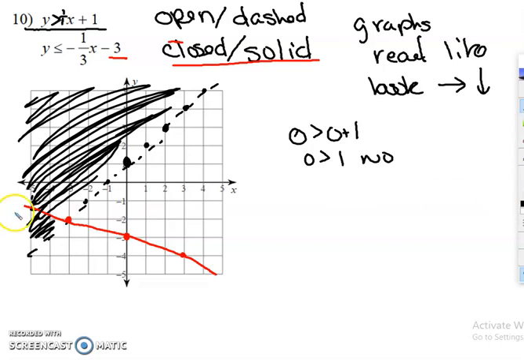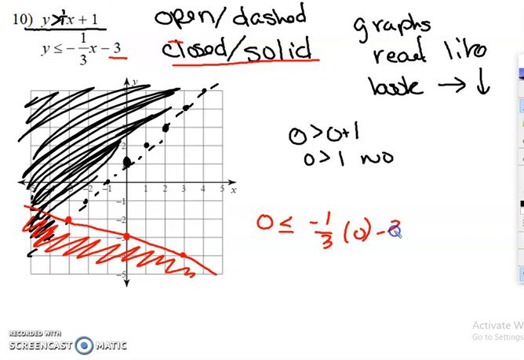So this side of the red line. And then I'm going to do the same thing because I like to check. It makes me feel better. -1/3 times 0 minus 3. If you don't need to check, then that is fine. Is 0 less than -3? No. So I know that the 0 can't be in there.